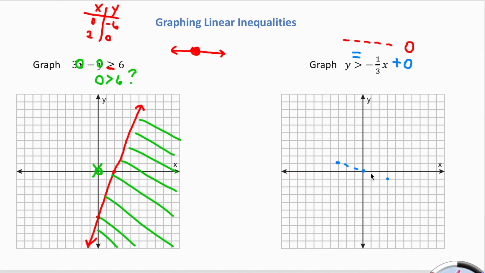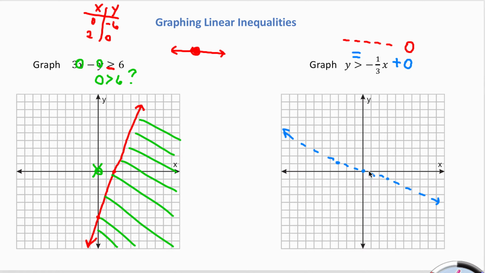Okay, so I'm going to make the line dotted. Now this line actually went through 0, 0. I cannot pick a point that's on the line for checking. You can pick any point you want as long as it's not on the line. If it doesn't go through 0, 0, I'm always going to choose that because it makes my math easy. But if it does go through 0, 0, I might choose like 1, 1.